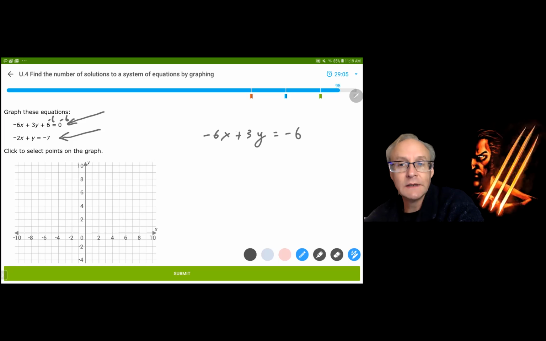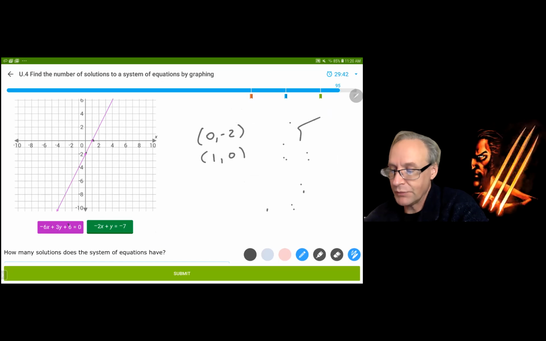So let's go ahead and take a look at it. I'm going to write my points. There's my points: (0, -2) and (1, 0). These are my intercepts for this equation right here. So I go through (0, -2) and (1, 0). There they are. So there's my purple equation.